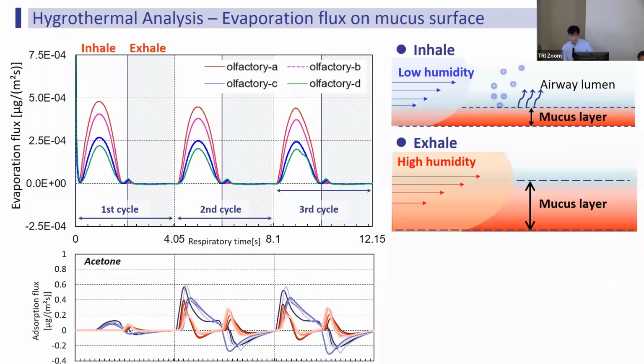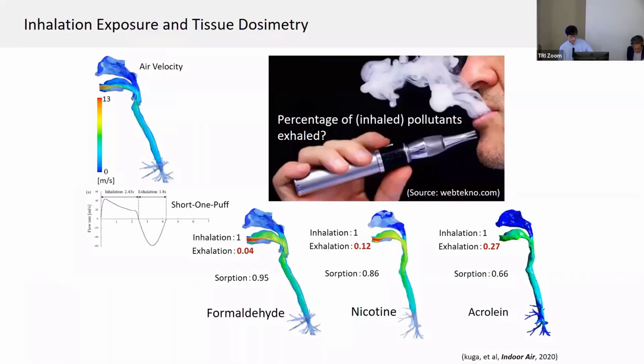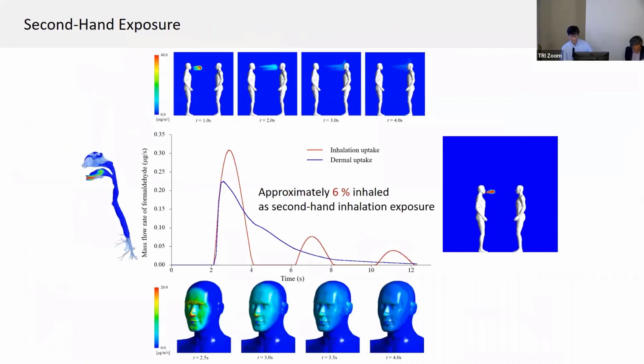And this is the result of the hygrothermal transfer analysis. And upper part is the evaporation flux during 3 breathing cycles, and lower figure shows acetone flux and significant differences of each other. And I'm not sure about this relationship, but maybe we can provide some fundamental information by using this integrated simulation. Okay, because of the time limitation, I would like to skip examples.